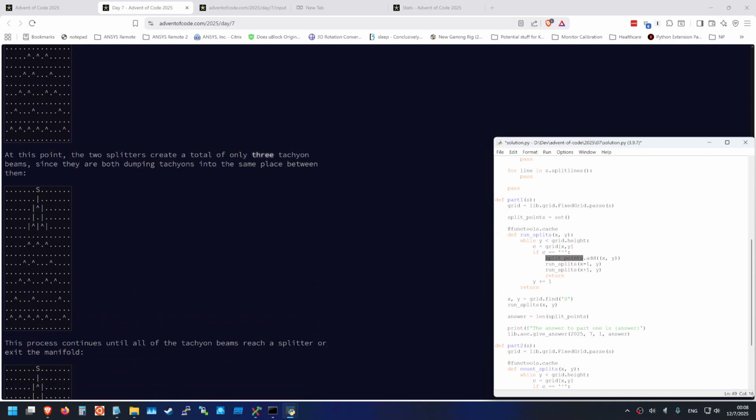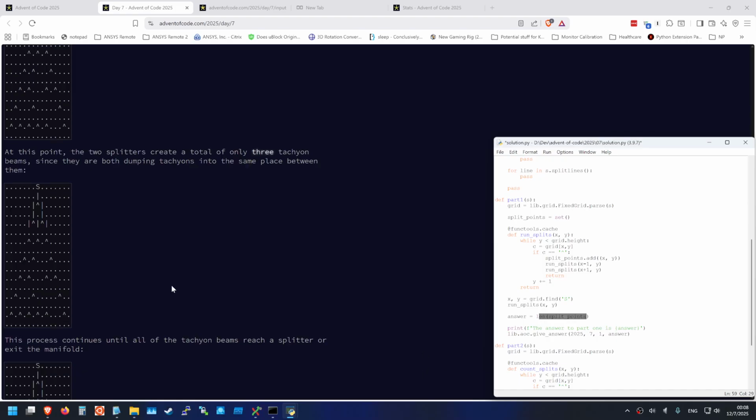So we care about the points where we split, and that's what I'm tracking here, and we get the overall count of how many split points there are for the entire problem. And we don't want to process all of them in a full recursive thing with no memoization because that's going to be a ridiculously big number. So we just run the splits and have that set. Our answer is how big that set is.